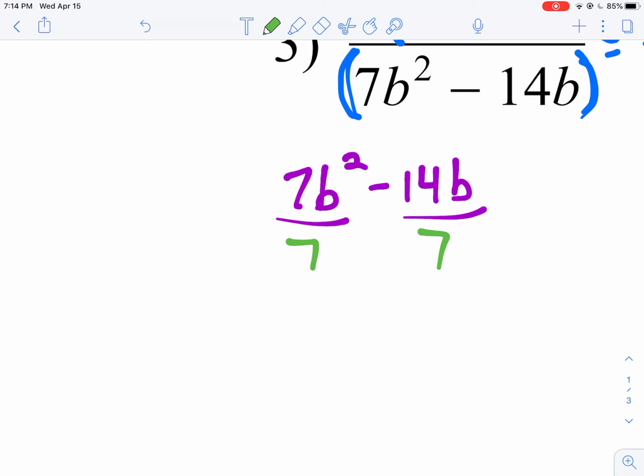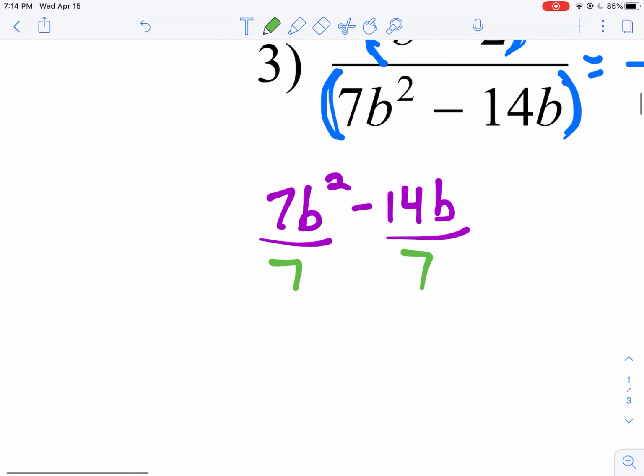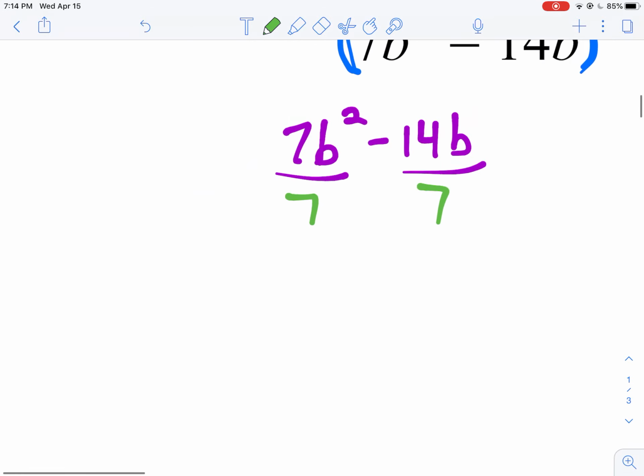7 divided by 7 is 1. Negative 14 divided by 7 is negative 2. So that's part 1. And part 2, what about the variables? What variables do they have in common? Well, they both have b's. This one has 2 b's, and that one has 1 b. So how many do they have in common? They each have 1 b in common.